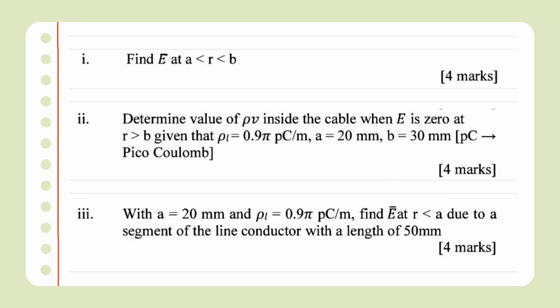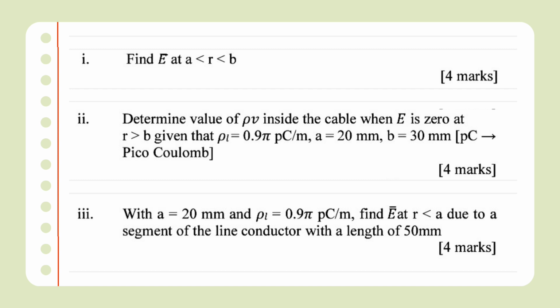In this question, it is divided into three parts. For the first part, we have to find the electric flux at the length of radius R between A and B. For the second part, we have to determine the value of ρV inside the cable when the electric flux is 0 at R greater than B. And the ρL value given is equal to 0.9 pi picocoulomb per meter, and A is equal to 20 mm and B is equal to 30 mm.